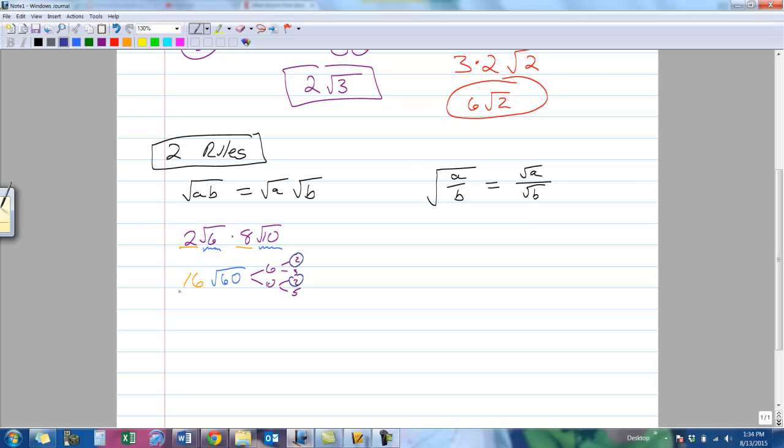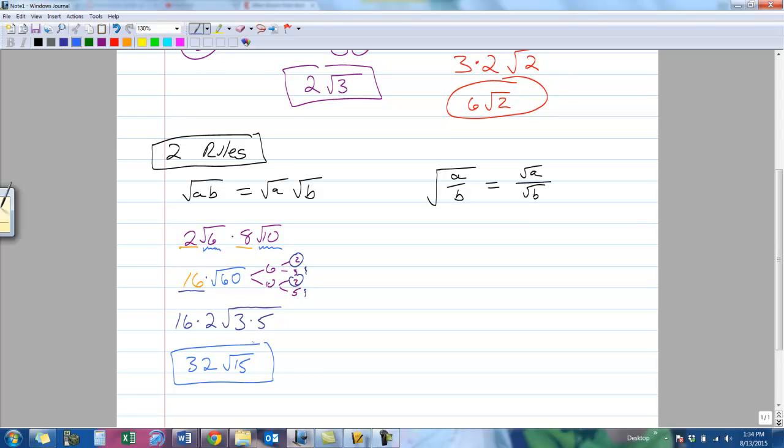The thing is, don't forget about our 16. Our 16 is already outside, times whatever comes out, so 16 times 2. Now this time we've got 3 and 5 left behind in radical land. Neither of them had buddies, so that's 3 times 5, both inside of radical land. So our final answer here is 32 root 15. That's what you should have got there.